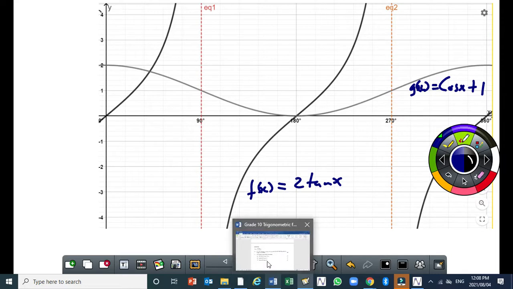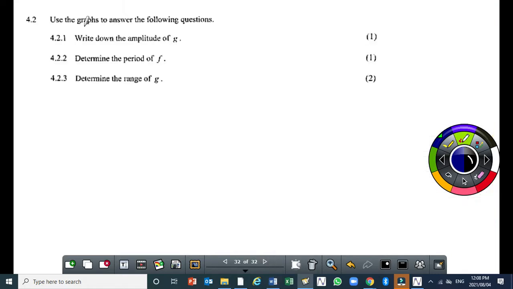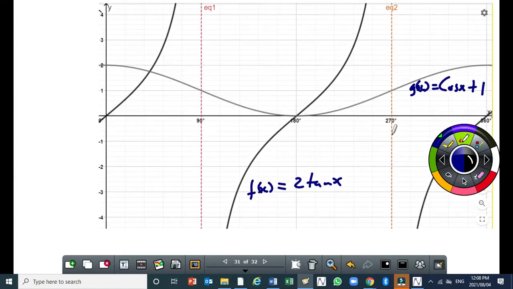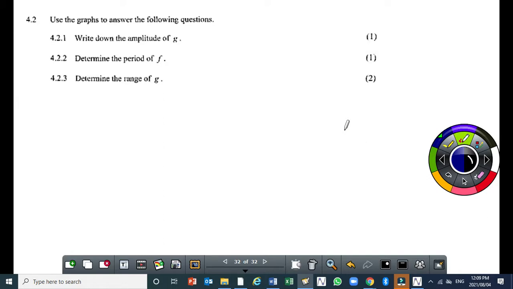And those questions were the following. Use the graphs to answer the following. Write down the amplitude of g, the amplitude for the cos graph. The amplitude for the cos graph is 1. So amplitude is equal to 1. Then determine the period of f. Now, you don't have to think. The period of the tan graph is always 180 degrees. Any graph of tan in grade 10 has a period of 180 degrees.